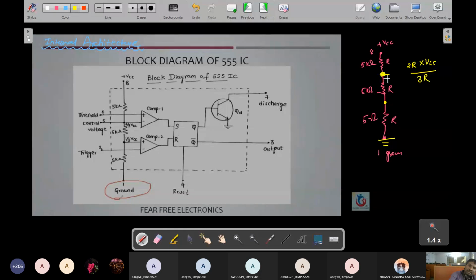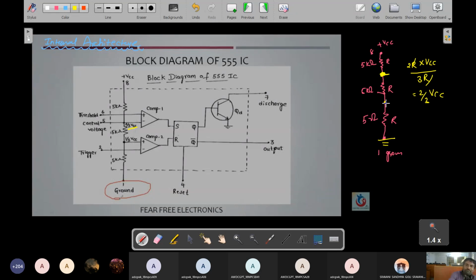The potential at this point we can calculate. The potential at this point is the total supply voltage VCC, into the number of resistors after crossing this point, which is two resistors, divided by total resistance. Therefore, R will be cancelled. This is 2 by 3 VCC. So this point is 2 by 3 VCC.